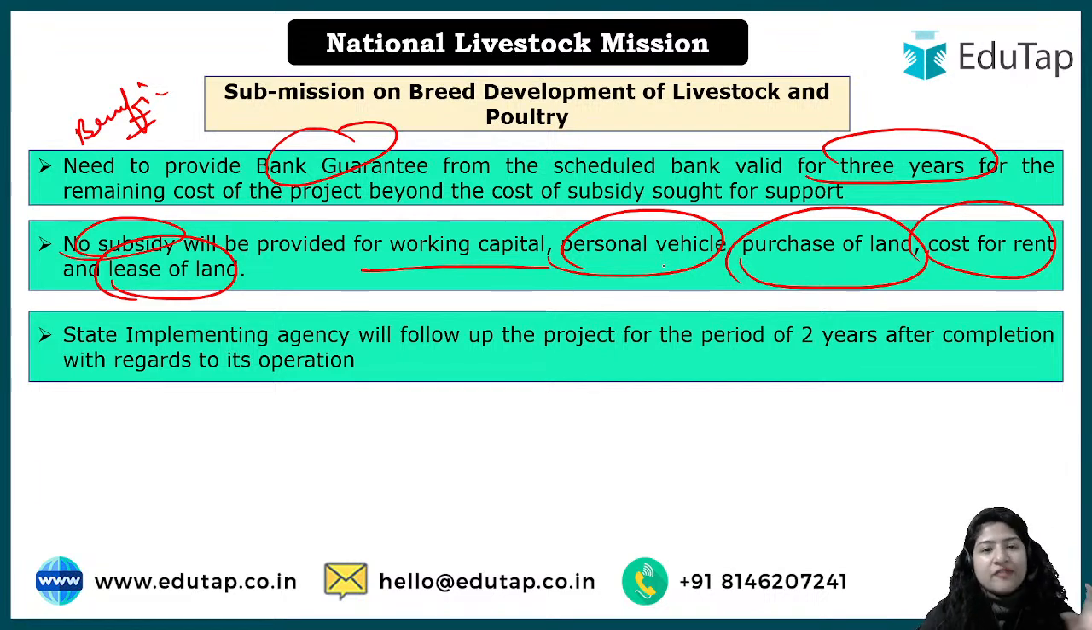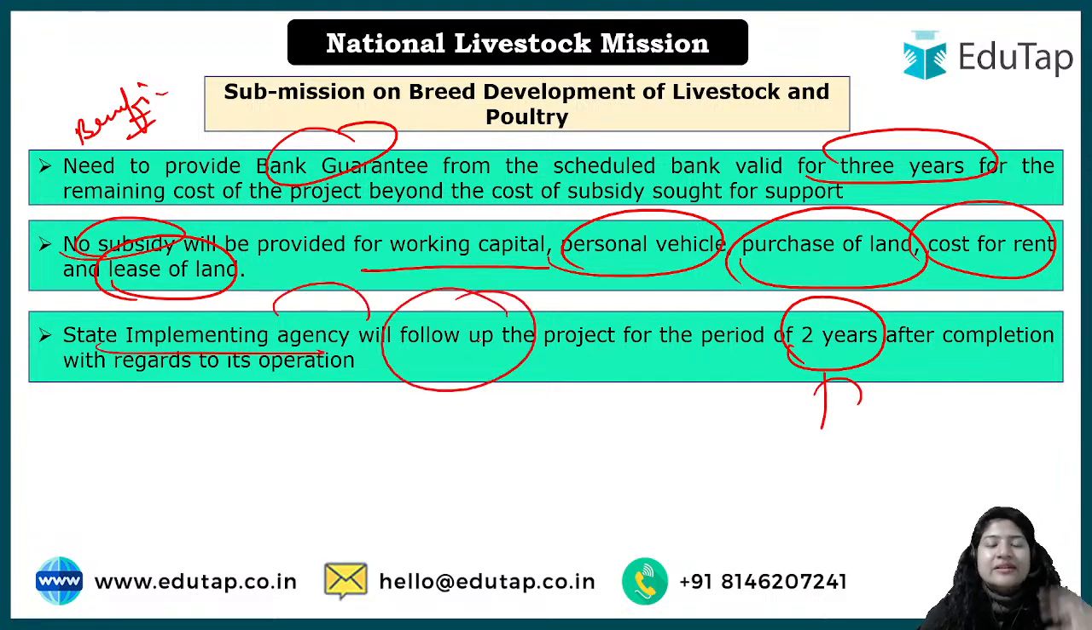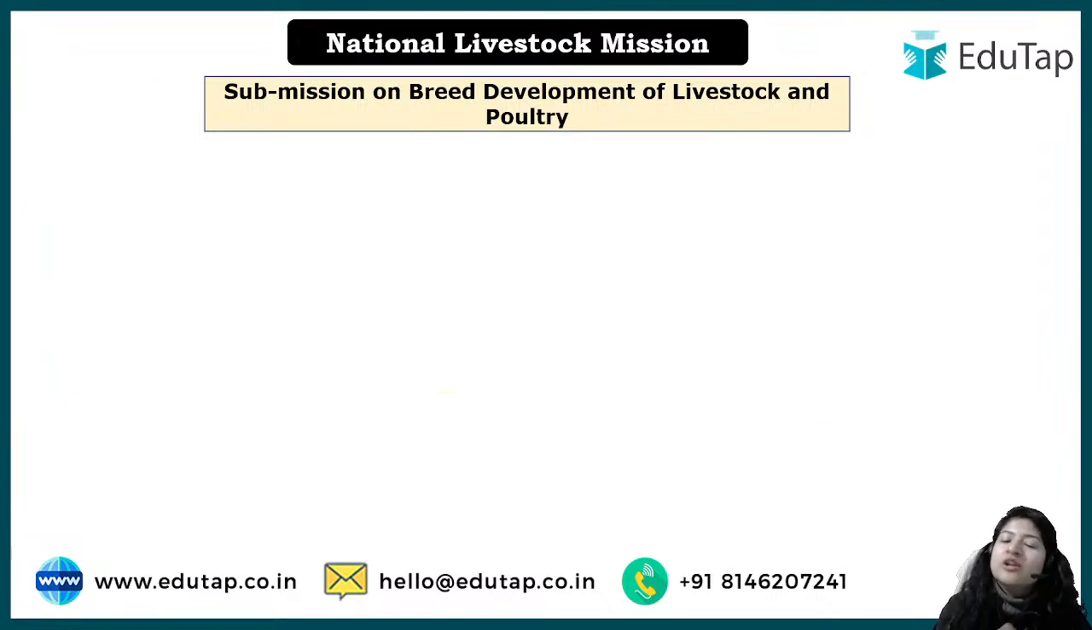ठीक है. And after the project has been made, after that at least for 2 years the state implementing agency will keep on taking follow up from the entrepreneur, ठीक है, to look at whatever project was established, is it functioning or not, is it functional or not, ठीक है.